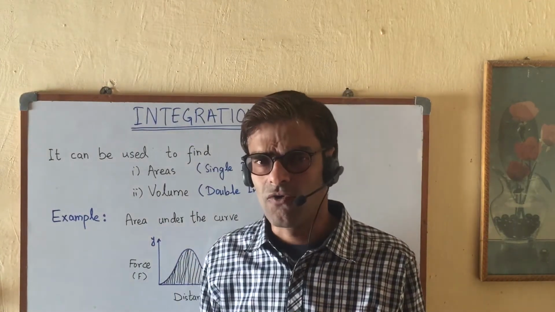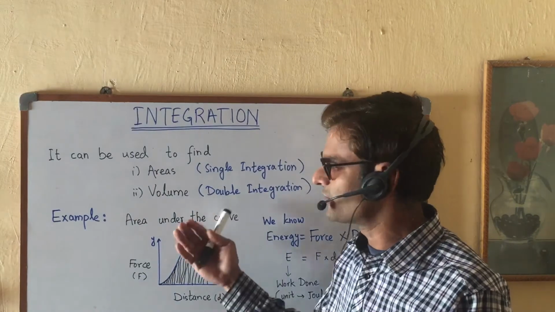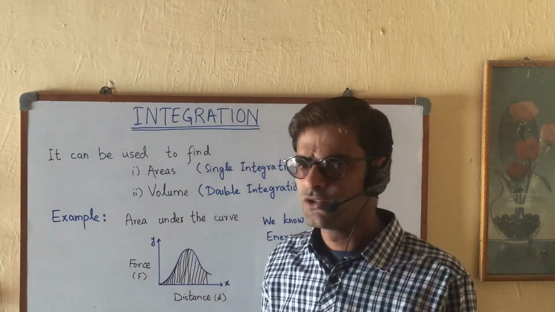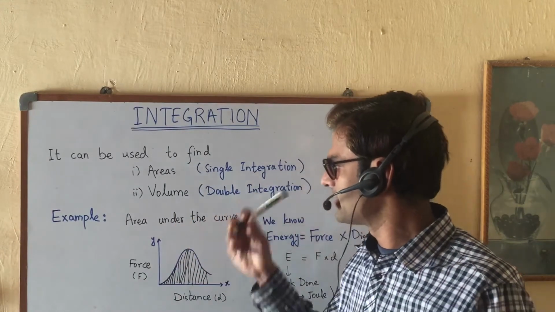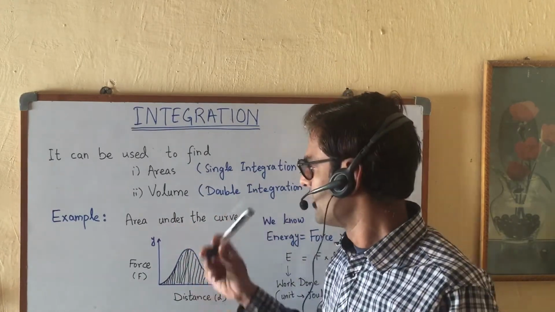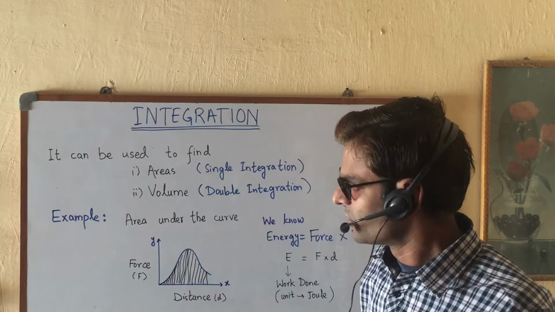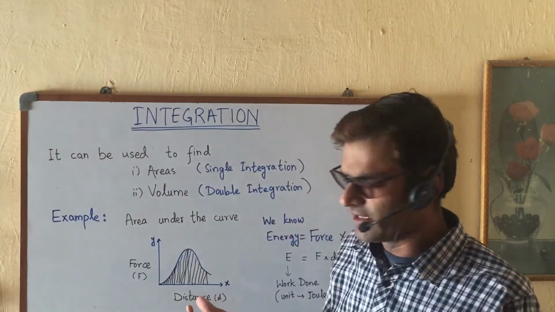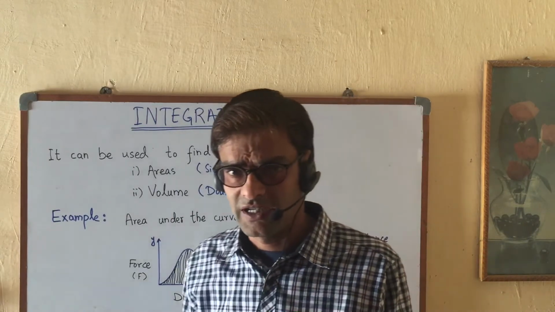So how do you get a volume? You apply it twice, and then you will get volume. So for area it is a single integration, and for volume we do double integration. Now, the graphical representation of integration.